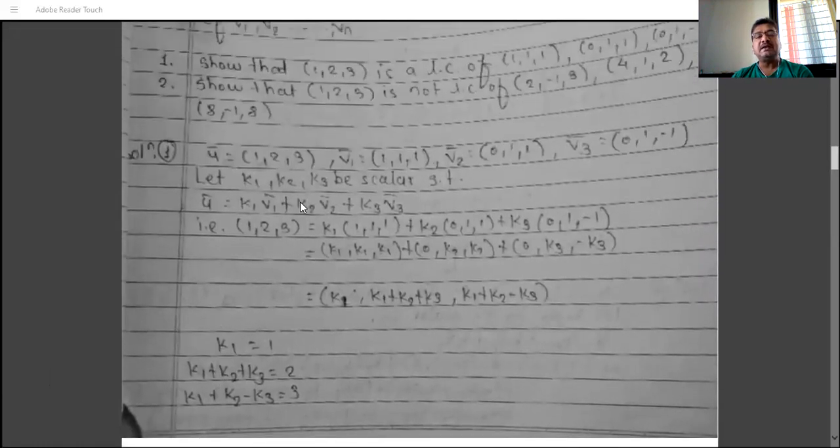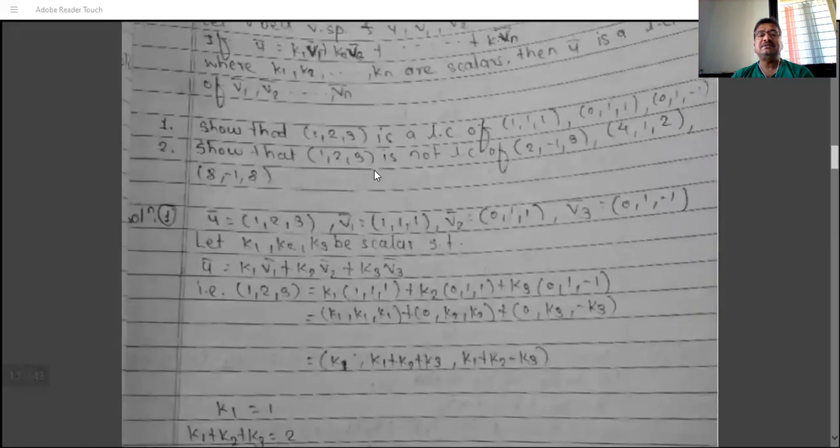But if the system is consistent, it means we have a solution of the system, that is, values of K1, K2, K3 that are either unique or infinitely many. And if the system is consistent, then we say that U bar is a linear combination of V1, V2, V3. So what are the cases for this system? Either the system is consistent or inconsistent. These are the two cases.